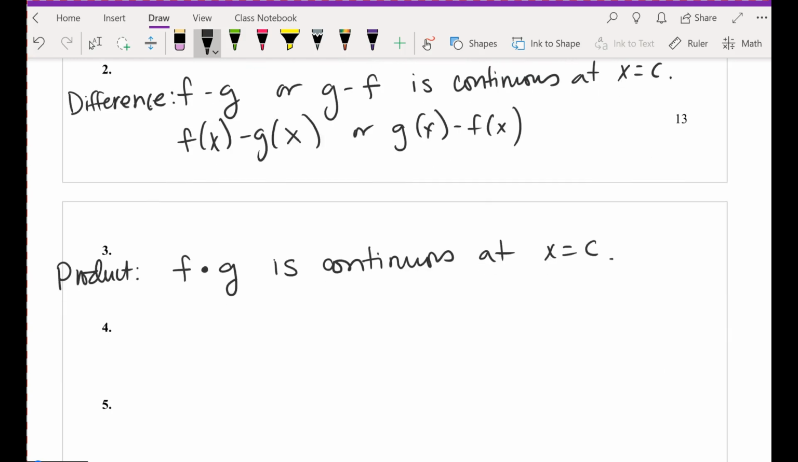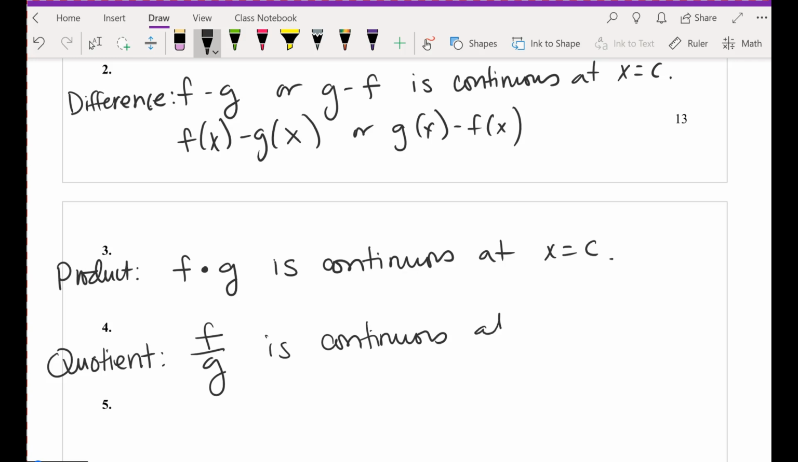Quotient, it's almost 100% true except when the denominator is not what? 0, right? Okay, so the quotient, f divided by g, is continuous at the same value of c that we have picked, except g of x can never ever be 0.